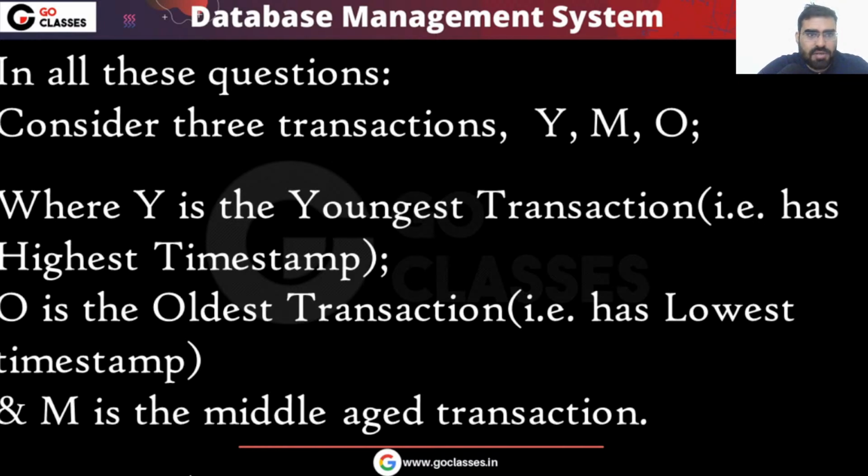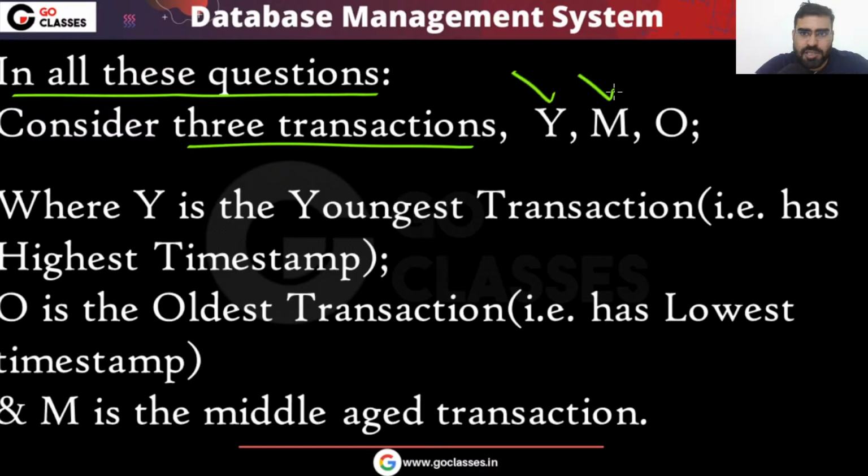First of all, let me give you some context. In all these questions, I'm assuming 3 transactions. One is Y, another is M, another is O. Y is the youngest transaction, which means it has the highest timestamp. O is the oldest transaction, which means it has the lowest timestamp. And M is some middle-aged transaction. So this is the assumption.